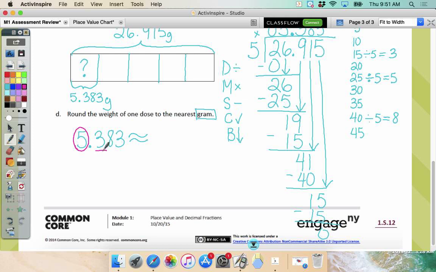Isaac, what does the 3 tell me? Stay the same or add 1? Good. What comes after that? Now flex your muscles like a hero. Digits to the right, change to 0. What's the answer? 5 what? Grams. Okay, that's your test review.